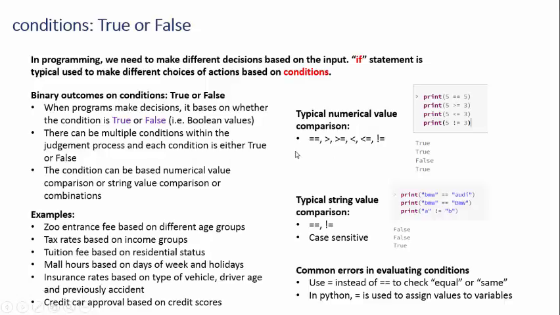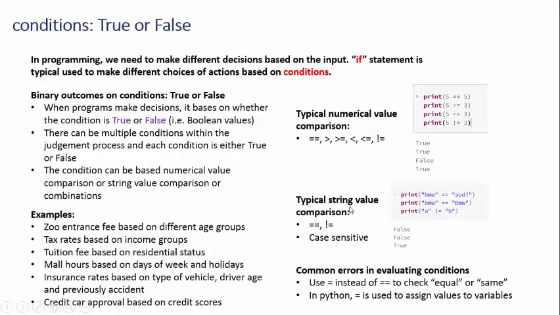We can judge the conditions by numerical comparison or string comparison, and we can use a combination of those, as mentioned. Here are a few simple examples of numerical value comparison. Is 5 equal to 5? The result is true. Is 5 larger than or equal to 3? The result is true. Is 5 less than or equal to 3? The result is false. Is 5 not equal to 3? That is true. So that is four simple examples.